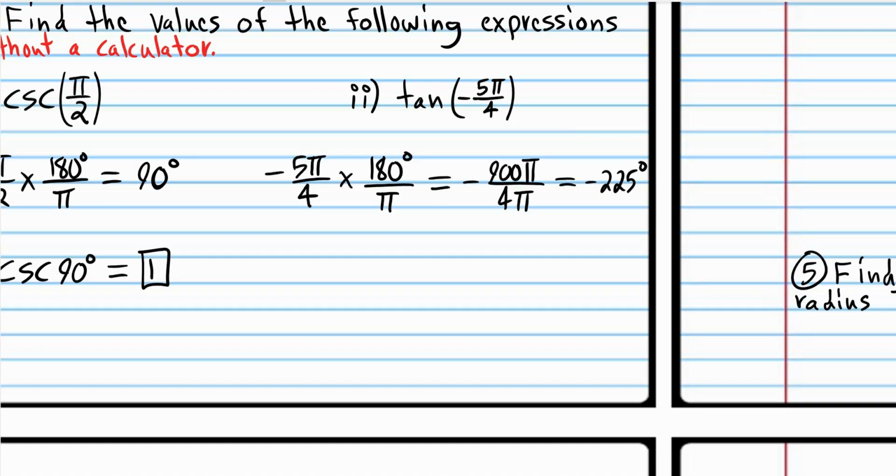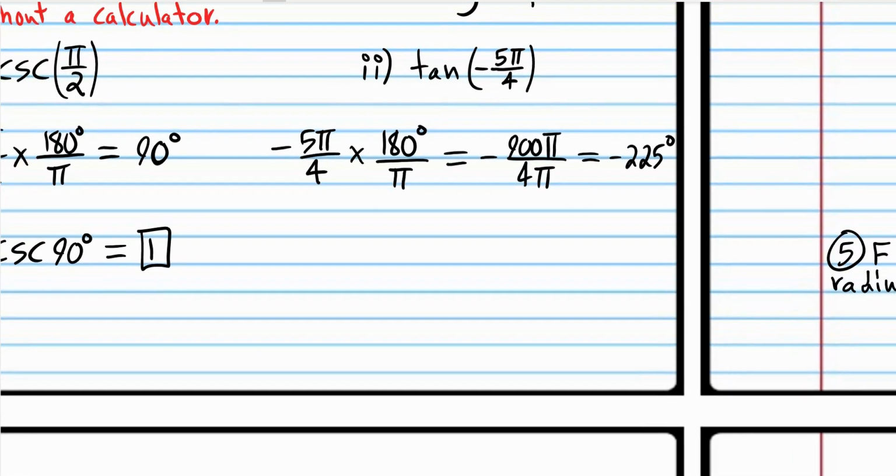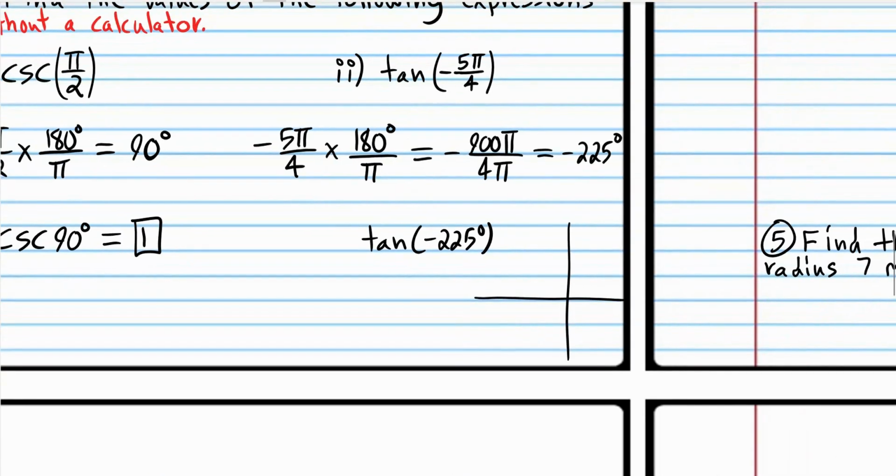So now what we're really looking for is tangent of a negative 225 degree angle, and that's going to be a triangle in the second quadrant. So that's our angle there, and our reference angle is going to be 45 degrees, of course.